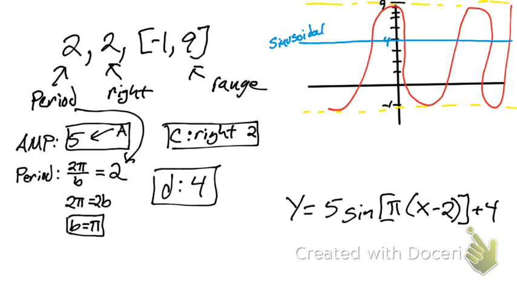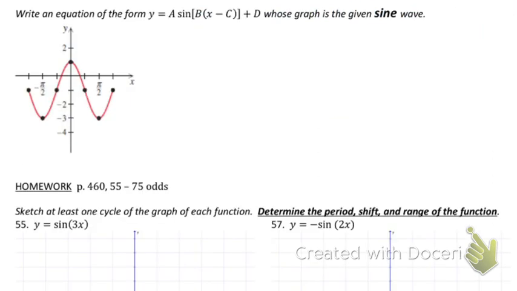Okay, then let's do this all over again. But this time we're going to do it with the drawing. So that's the next problem we're going to do. We're supposed to write an equation of the form y equals a times sine of b times x minus c, plus d. All right, that means I need an amplitude. I need to know the period. I need to know left or right. I need to know up or down.